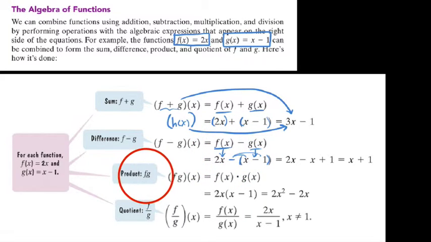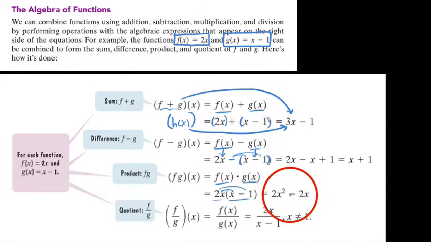So looking at the product of these two things, f times g of x is f of x times g of x. So we get 2x times x minus 1, which in turn would give us 2x squared minus 2x. And then my favorite of all of the operations with two functions, combinations, is f over g of x, because quite literally, this means that we have f of x over g of x, and that's the same thing as 2x over x minus 1.